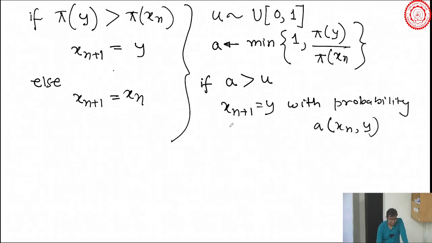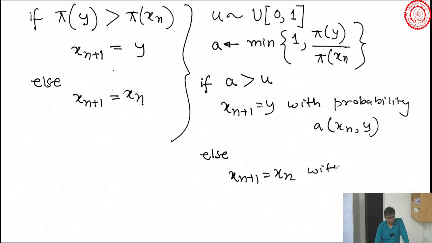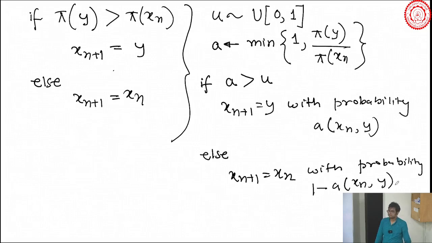Else you will set xn plus 1 is equal to xn with probability 1 minus a of xn comma y.